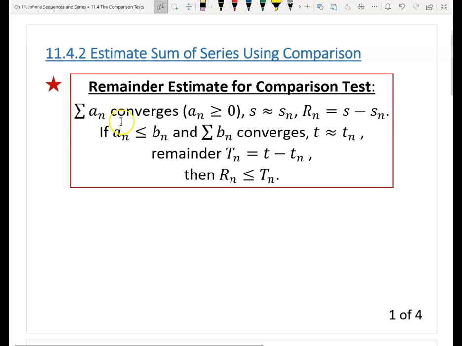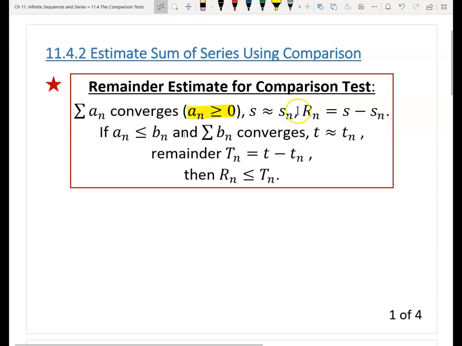Let's see. We say A converges, and this is a positive series. Let me highlight. What we deal with is positive. So for comparison, we always deal with positive series, right? And S describes the sum of this convergent series, and Sn is the partial sum. And how to estimate the sum? The common one is to use the partial sum to estimate the sum.